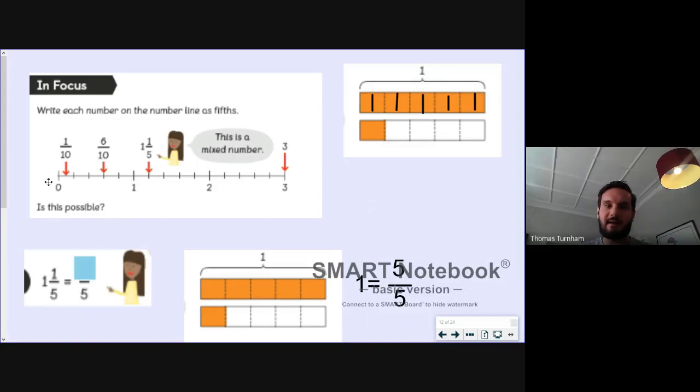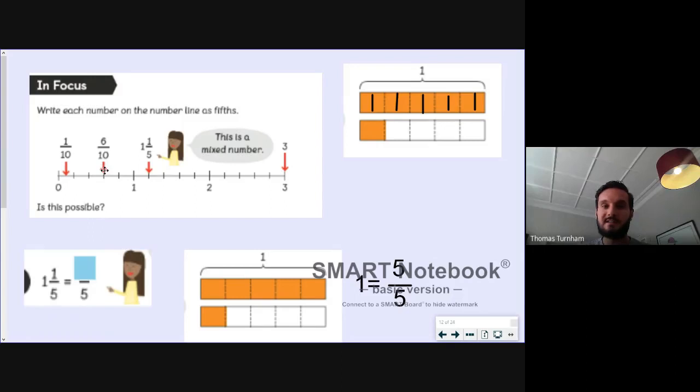Well, let's think about that. Is 1/10 going to go before that first interval? Well, yeah, because that was the first interval there, because this 1 was split into fifths. And I know that 1/10 is halfway between there because that first interval was 2/10. The next one was 4/10, 6/10, 8/10, 10/10. So where does my 6/10 fit in? Well, 2, 4, 6. So that's right.